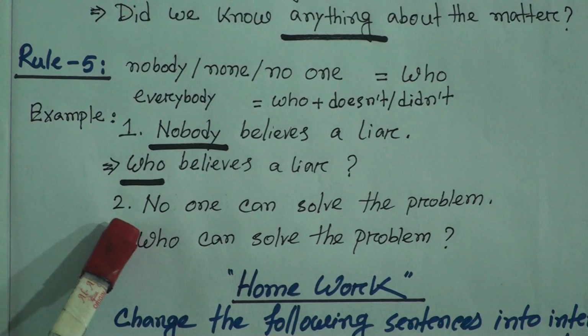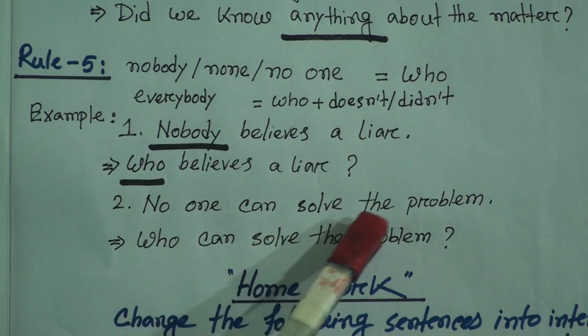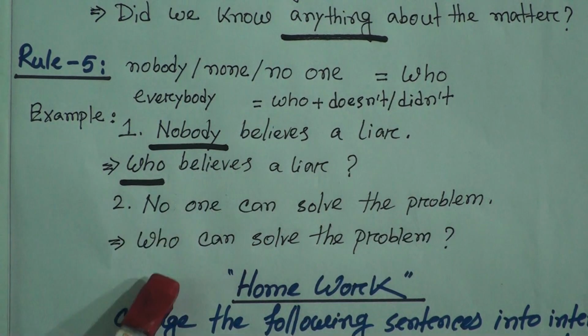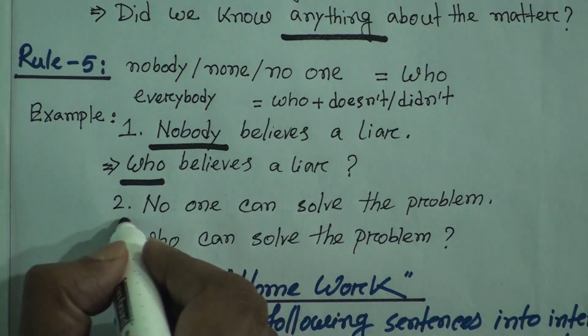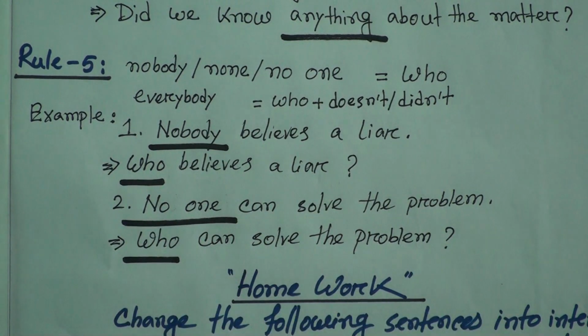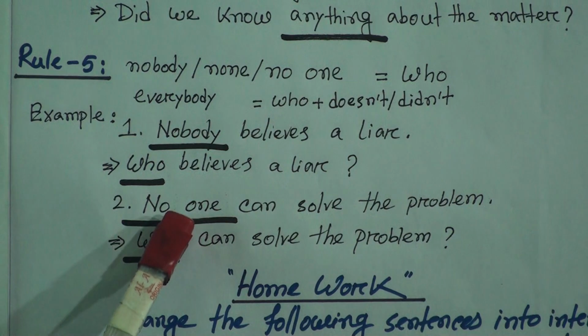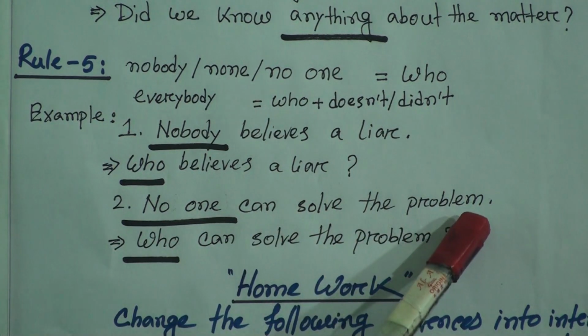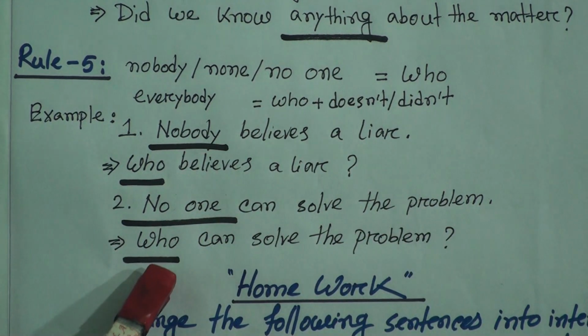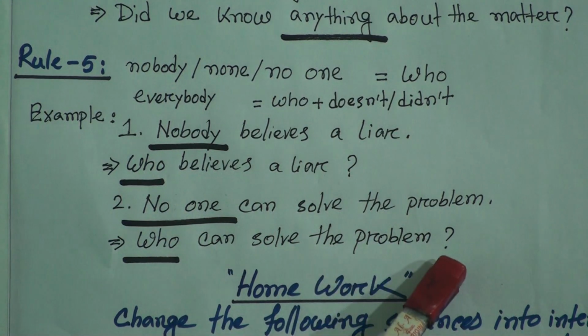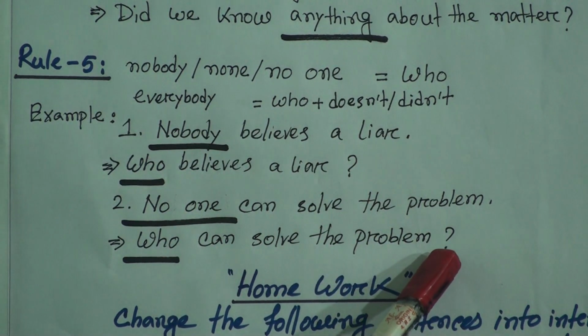The second sentence, no one can solve the problem. Again, no one will be replaced by who, and then the rest of the sentence will sit here. So no one can solve the problem will be transformed into who can solve the problem, and at the end of the sentence we will put a note of interrogation.